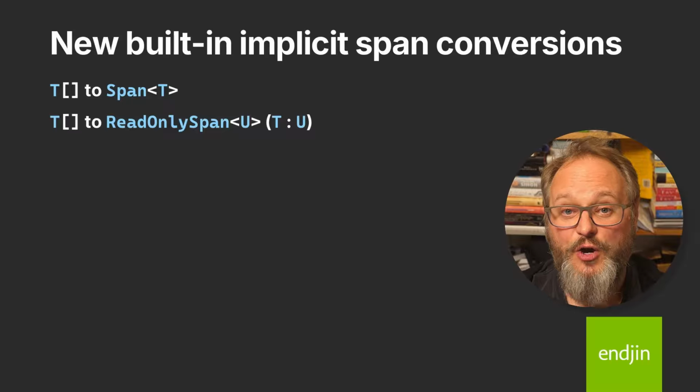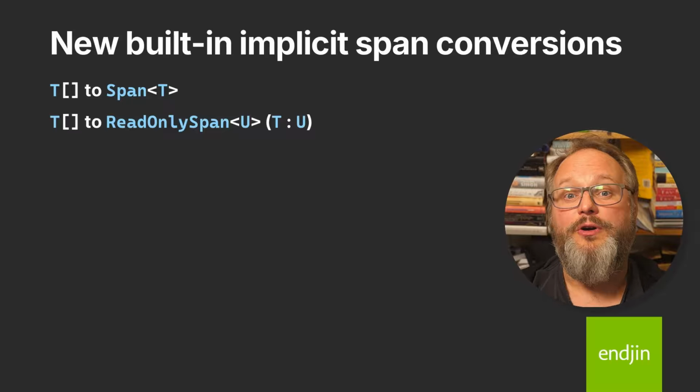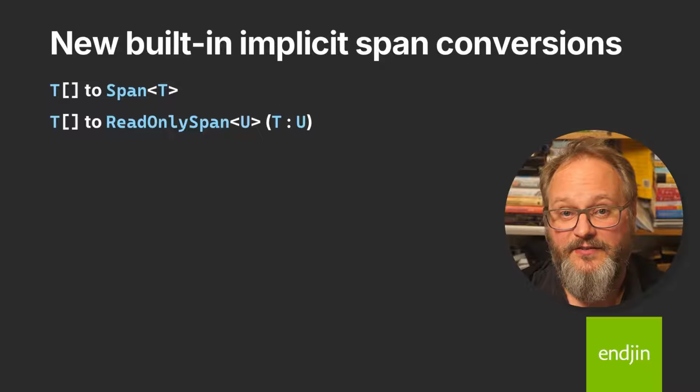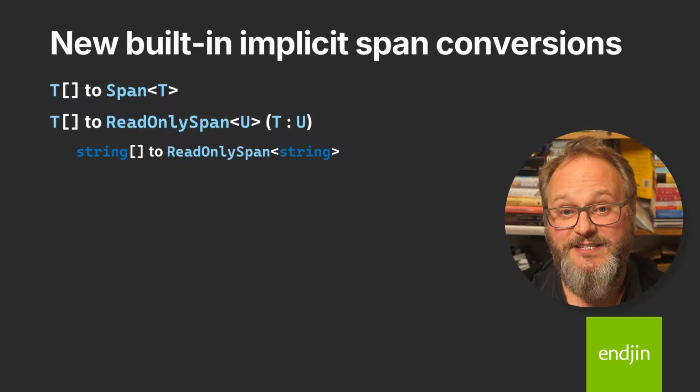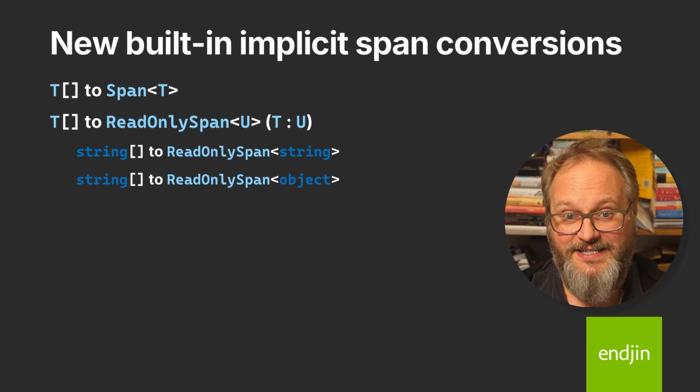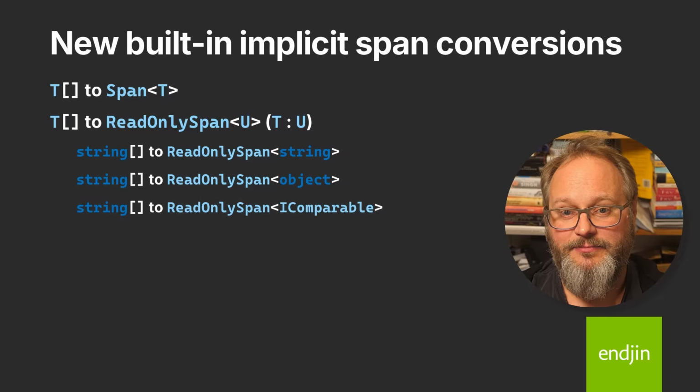This supports covariant conversion. So for example, if you've got an array of strings, not only is that convertible to a read-only span of string, it's also convertible to a read-only span of object, because there's an implicit reference conversion from string to object. Also, since string implements IComparable, this new language feature also makes an implicit conversion from array of string to read-only span of IComparable, and likewise for any other interface that string implements.